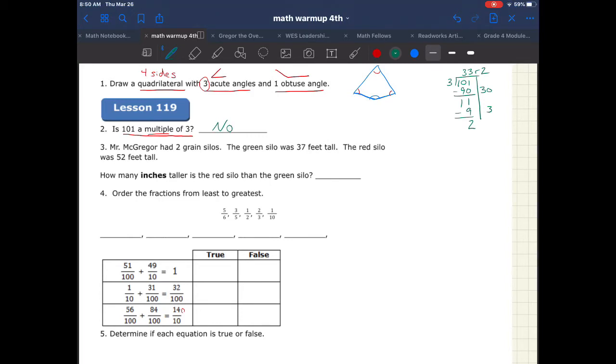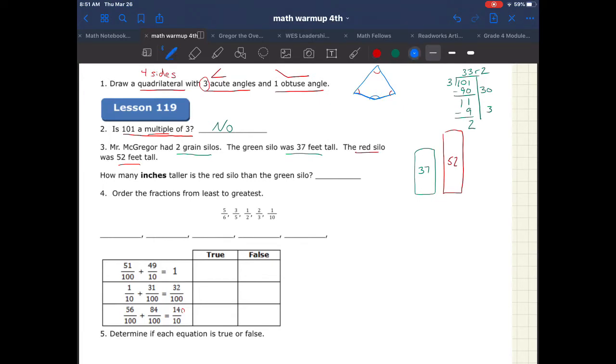Number 3, Mr. McGregor had 2 grain silos. Grain silos are those big towers you see sometimes that they fill up with grain. And he's got one that is 37 feet tall. We'll say this one's 37 feet. That's the green silo. And the red silo is 52 feet. So over here we'll draw our 52-foot silo.